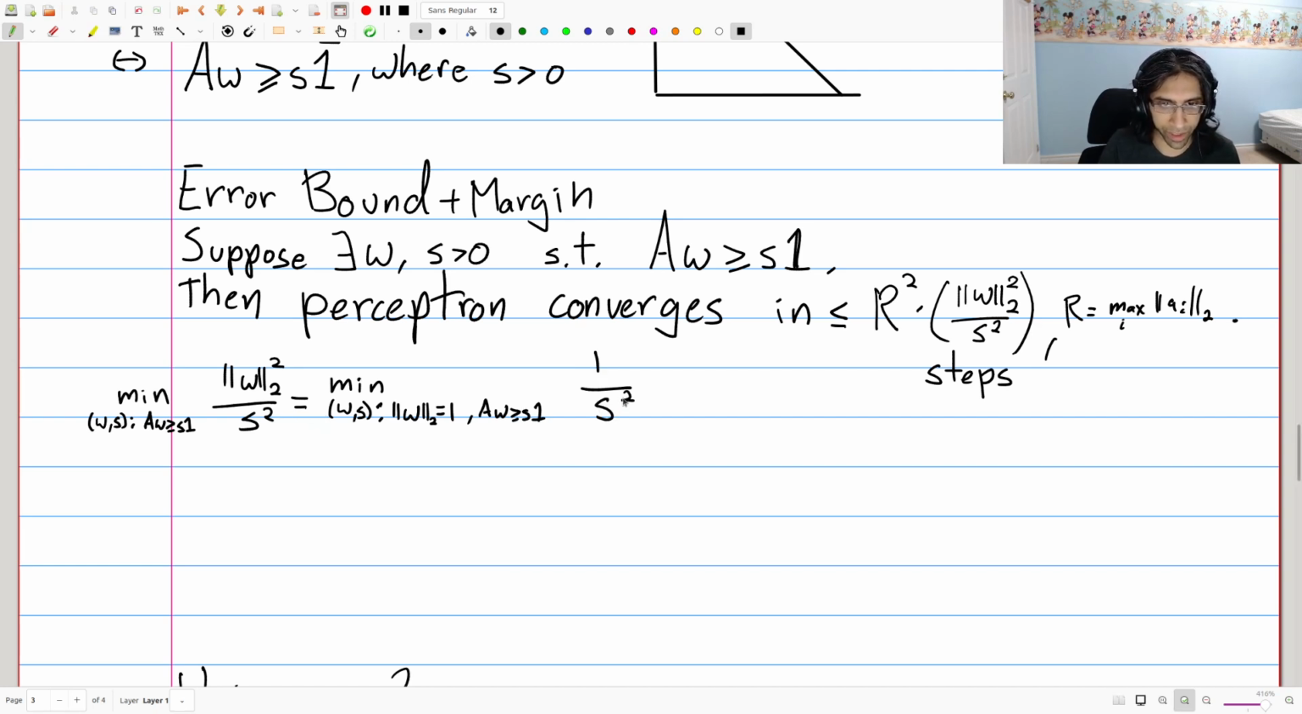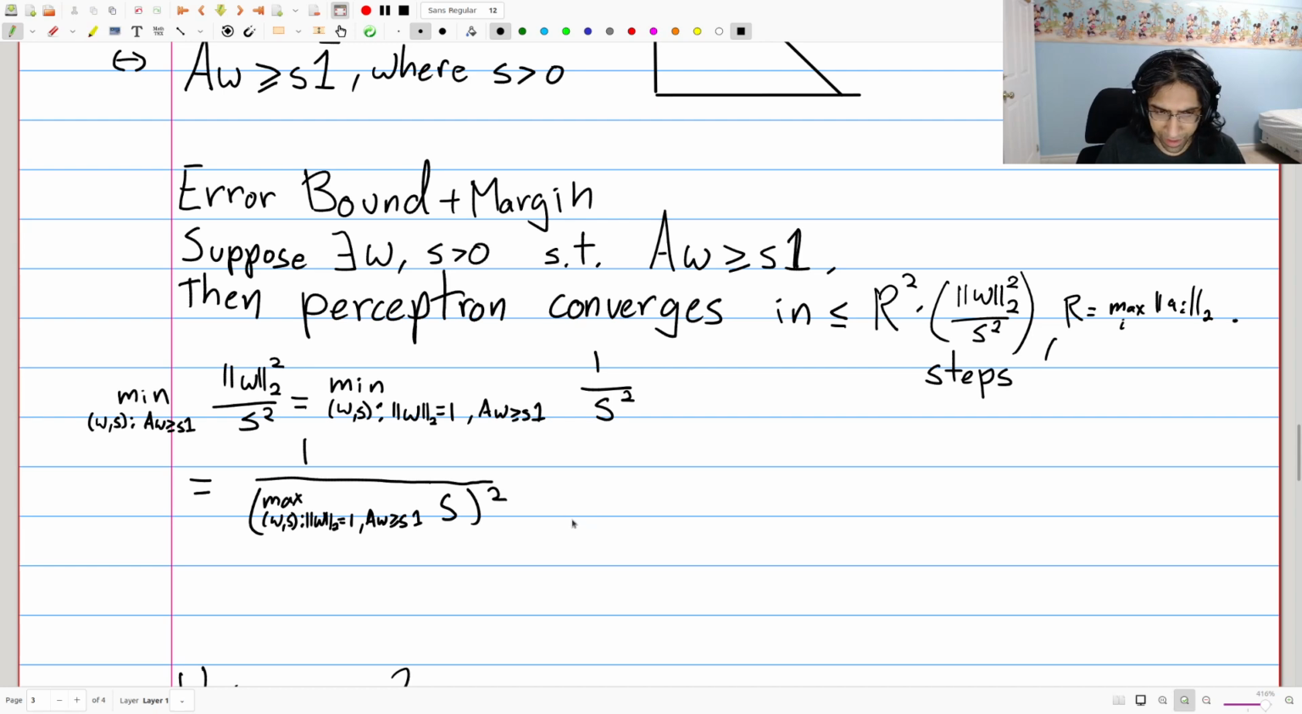Now, the next thing we're going to do is note that since this is a minimization, if we put it in the denominator, then it becomes a maximization. Because if we're minimizing the whole thing, that corresponds to maximizing the denominator. So this can be written as the following, and we can also pull it inside the square. Let me write it, and hopefully it'll make sense why this holds. We can write it as the maximum over W, S with the norm of W equal to 1, AW greater than or equal to S times 1, and we have S here and the whole quantity squared.